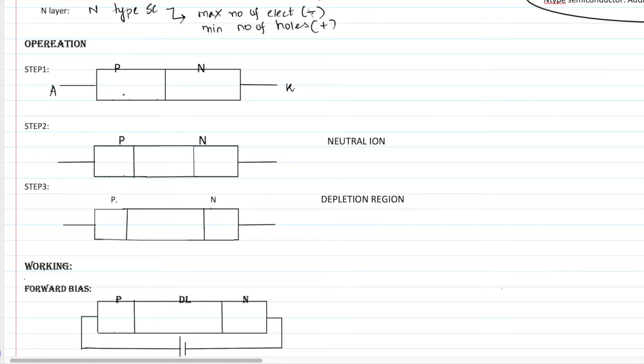Okay, now as I already told, p layer consists of maximum number of holes and minimum number of electrons, and n layer consists of maximum number of electrons and minimum number of holes. Okay, so let's go into operation. Here also anode and cathode.